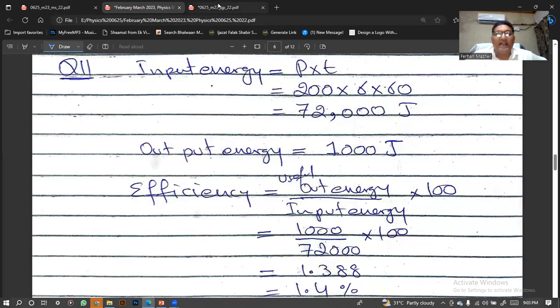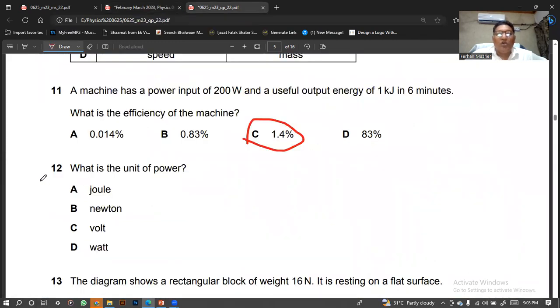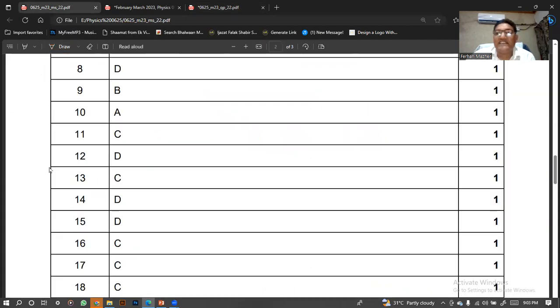I hope you understand. Question number 12. What is the unit of power? There are two units: one is joules per second, and the other unit is watt. In the options, we have watt here. So this is the answer. Question number 12, D is the option, sir, which is right.